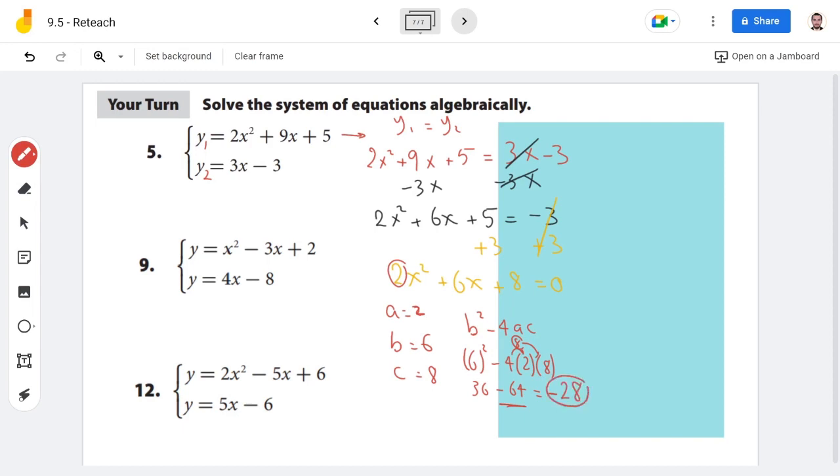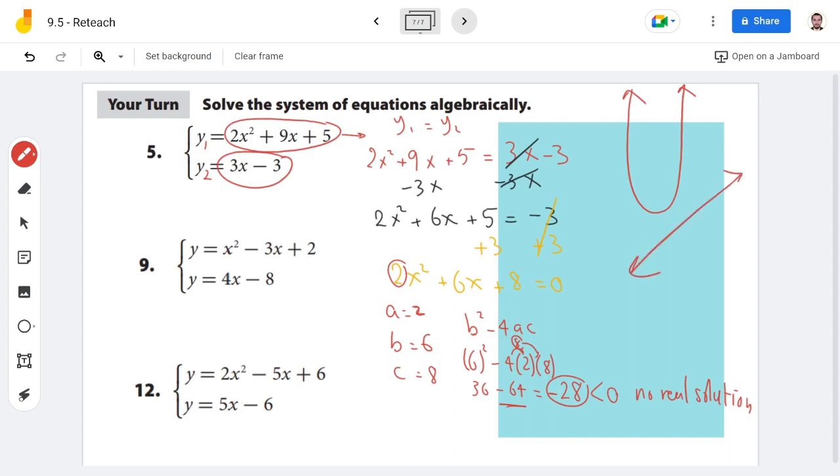I told you before, if this is less than 0, that means no real solution, right? Because I have no real solutions, this quadratic function should look like this, and this linear function will be somewhere here. So they do not intersect. No intersection, so there is no real solution for these equations.